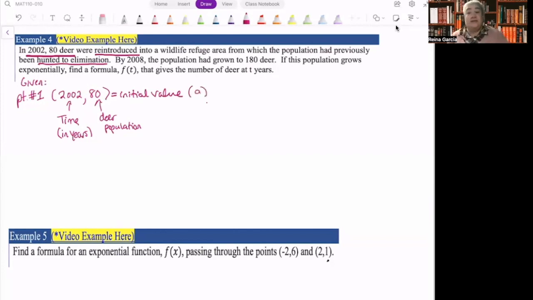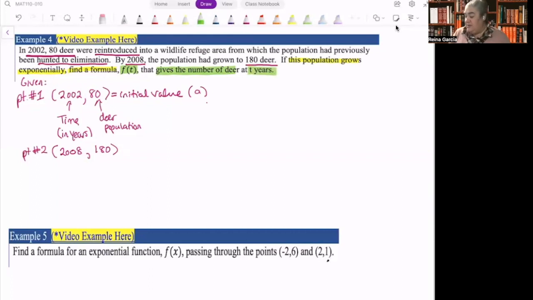Okay? We keep reading to see if we're given a rate or a factor. It says by 2008, the population had grown to 180 deer. So there's our second point, 2008, 180 deer. This is our point number 2. And then we're being asked, if the population continues to grow exponentially, to find the formula, and here's the important part, f of t, which is going to give the number of deer at t years.